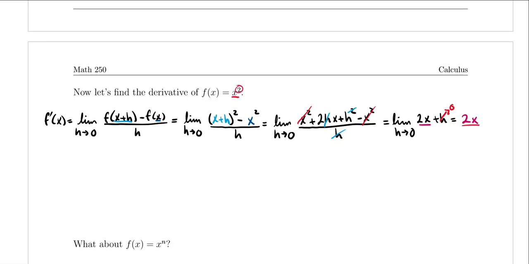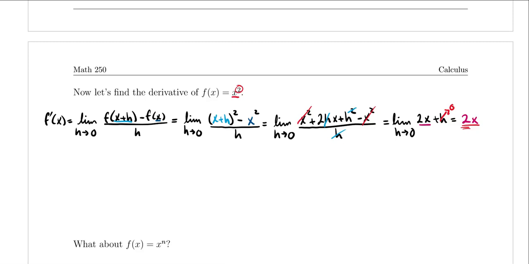Notice here the power was 2. It was a number that was in front of the x. Maybe there's a pattern to it. Or who knows, maybe it was just a coincidence. Let's go ahead and take a look at another example where we're still dealing with a power function, but this time around, we're keeping things general.